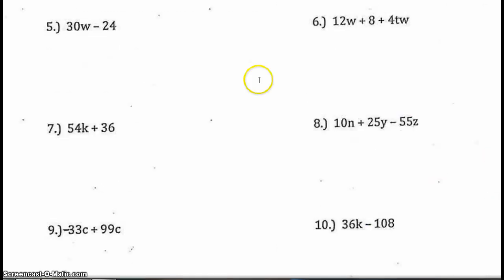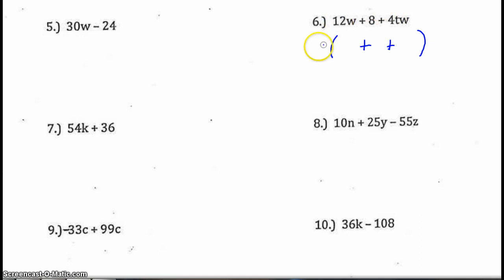Alright, so I paused my recording here and I moved on. I'm going to do number 6. Because we have different terms here. We've got 12 times w, we've got 8, so there's no variable, and we have 4t times w. If we're going to factor anything out of this expression, every term has to share that factor. So I can't factor out w because not every term has a w. I can't factor out t because not every term is multiplied by t. So all I can really factor out is 4.